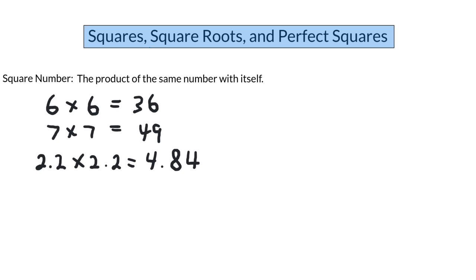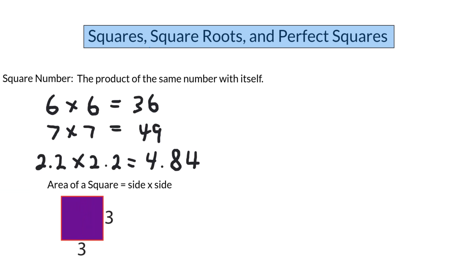Another way of thinking about this is to think of a square and finding the area of a square. So the area of a square is side times side. So here we have a square that has side lengths of 3 units. To find the area of this square, we would do 3 times 3 equals 9. 9 is the area of this square, and it's also a square number because it's a product of the same two numbers.